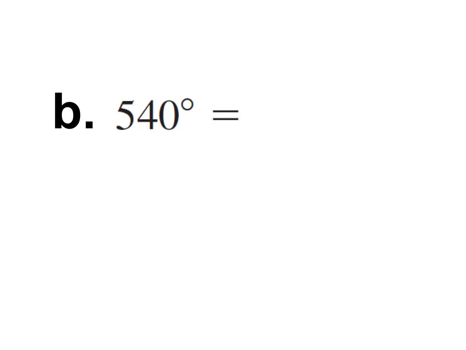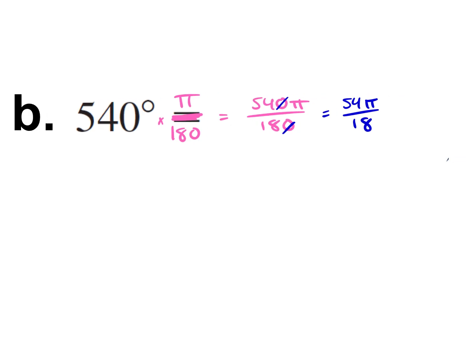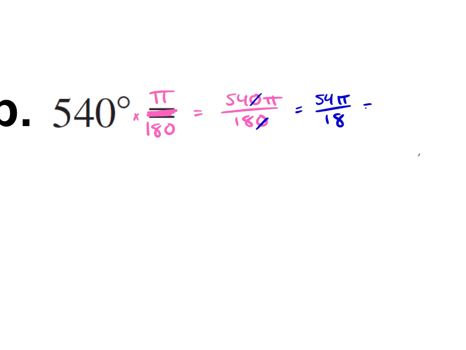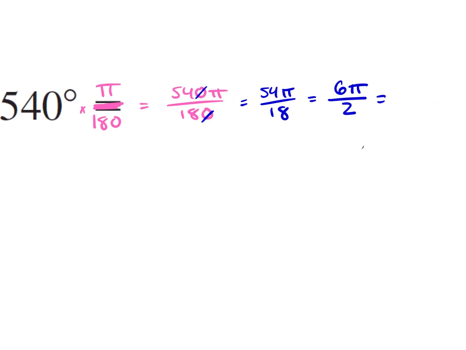All right, let's look at B. Again, we have degrees. How do we convert from degrees to radians? Multiply by pi over 180. So we have 540 pi over 180. I see that I could divide them both by 10. So I have 54 pi over 18. What goes into both 54 and 18? 9 goes into both of them. So 54 divided by 9 would be 6 pi. And then 18 divided by 9? 2. Can I divide 6 pi by 2?